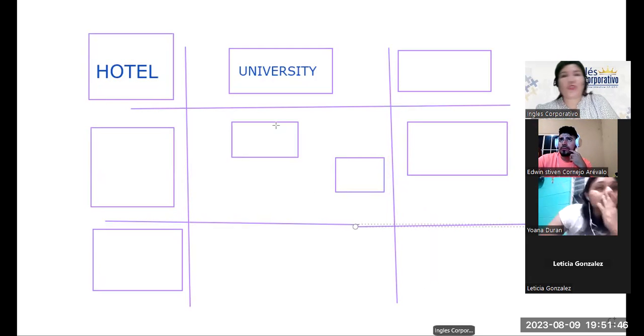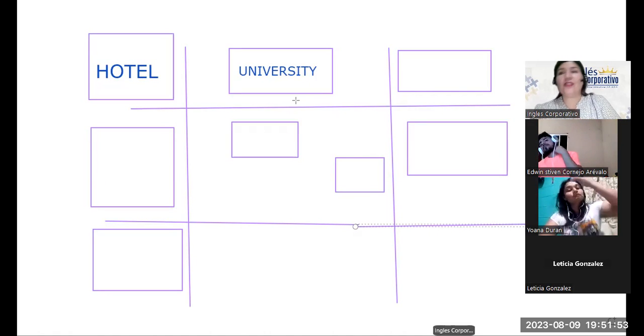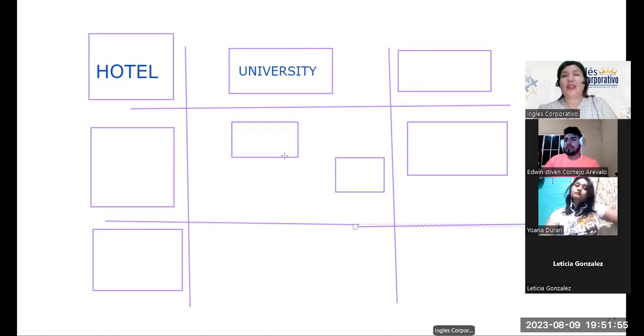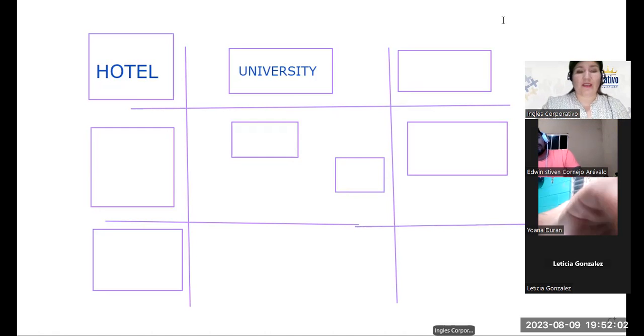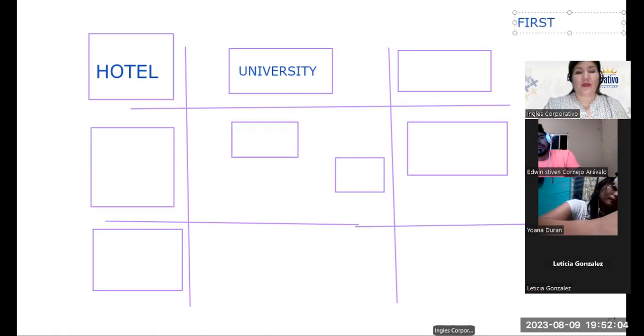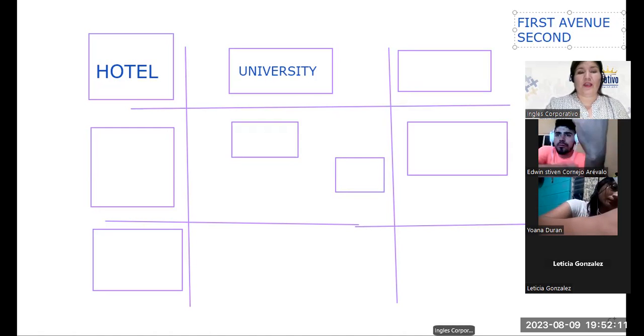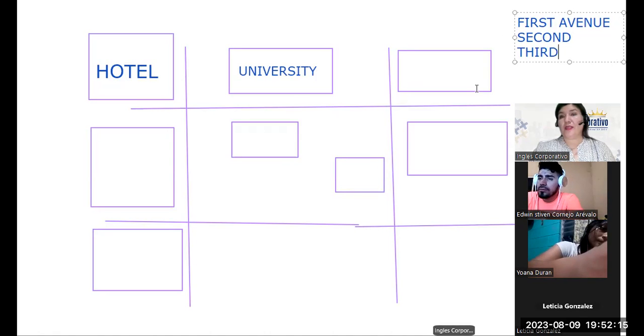Puede ser Joanna Street, Edwin Street, Natty Street, right? Las avenidas son first, second, third. Primera avenida, segunda, tercera. Okay. Para las avenidas siempre es un número. Es first avenue, second avenue, and third avenue. Okay. So most of them have numbers. Las calles sí usted le puede poner el nombre que quiera.